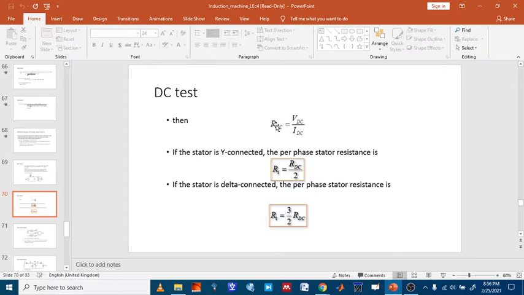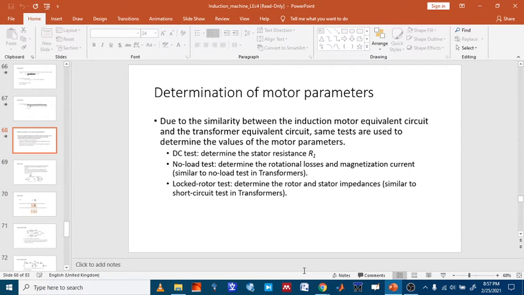RDC, you get RDC. The RDC will be VDC over IDC. R1 in terms of star, when the stator winding is star connected, R1 will be equal to RDC over 2. And when it's delta connected, it will be 3 over 2 RDC. So this we calculate for the stator resistance. The DC test is used to determine the stator resistance.